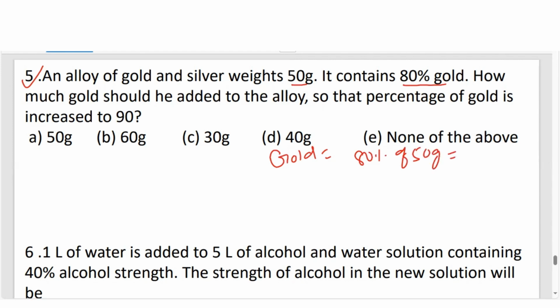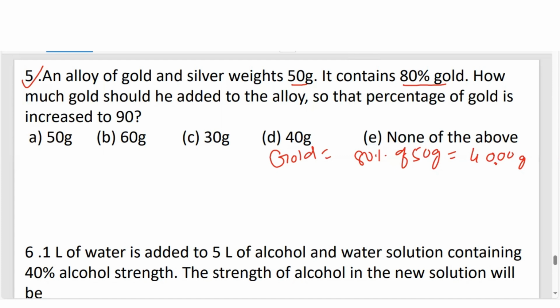We know the technique I told in the previous class: when you are finding the percentage of any number, simply multiply both numbers. Your numbers are 80 and 50. So 8 fives are 40, and then a 0 makes 4000. The trick is, when you are finding the percentage of any number, multiply it and after two digits from the right, put a decimal. So the answer is 40 gram. 80% of 50 is 40 gram.